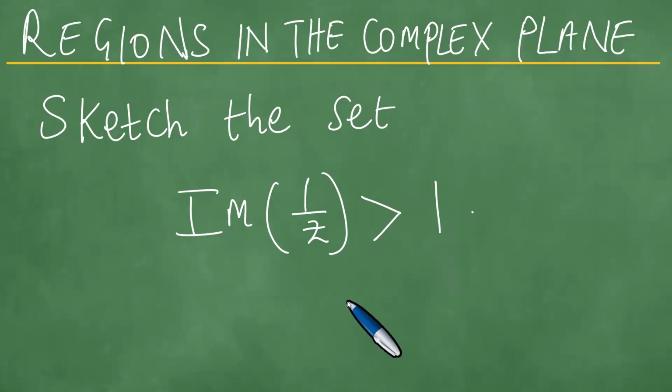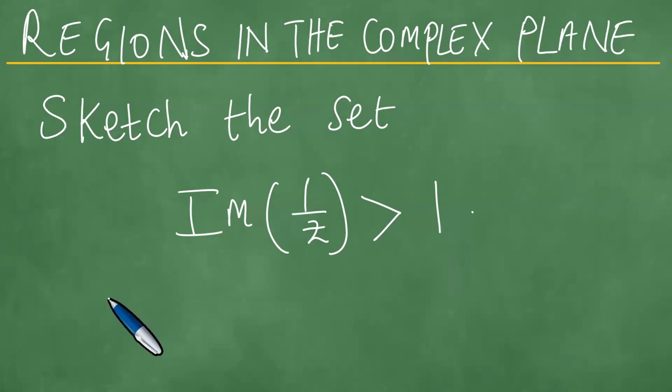Okay, we are looking at regions in the complex plane, and our interest is to sketch the set given by the imaginary part of 1 over z, strictly greater than 1. How do we then sketch the set?